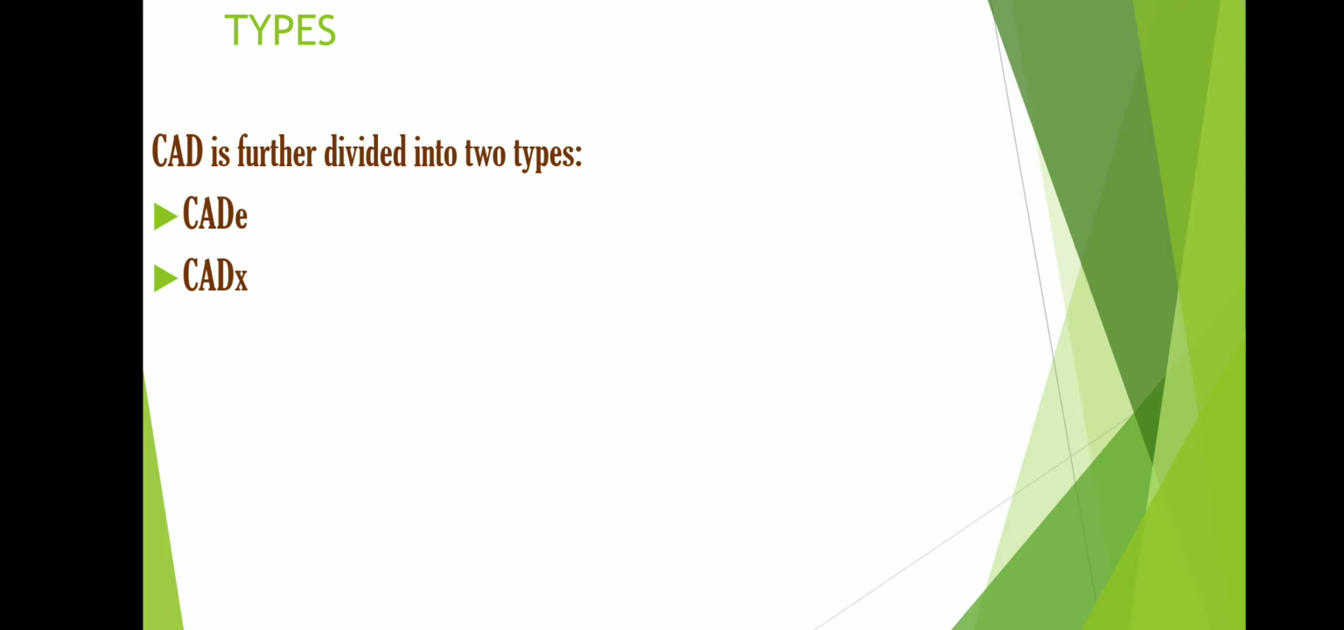So now talking about the types. Basically these types are interconnected with each other. It is divided into two parts. Basically you can say that it is not a type, it is actually two parts of CAD, that is CAD-E and CAD-X. So what is CAD-E and what is CAD-X? As I told, they are not types, actually they are the two parts.